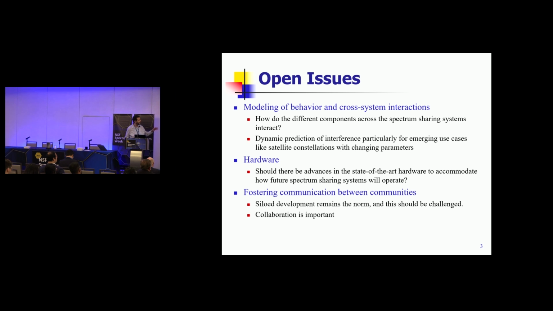So our group didn't have a lot of people on hardware, meaning physical devices, but there was at least a comment that we discussed there, that as we start moving towards actual sharing between satellite, radar, and communication systems, should we start thinking of new hardware that is designed from the ground up in a way to be cognizant of those other systems? So is there a need for such hardware?